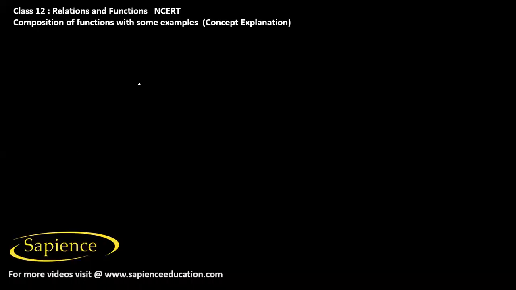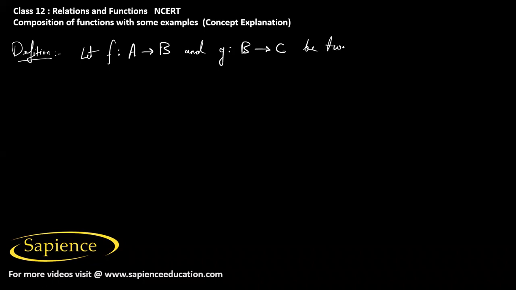So here we shall explain the concept of the composition of function with some examples. The composition of function is defined as: let f be a function which maps from the set A to B, and g be another function which maps from B to C. So f and g are two functions.